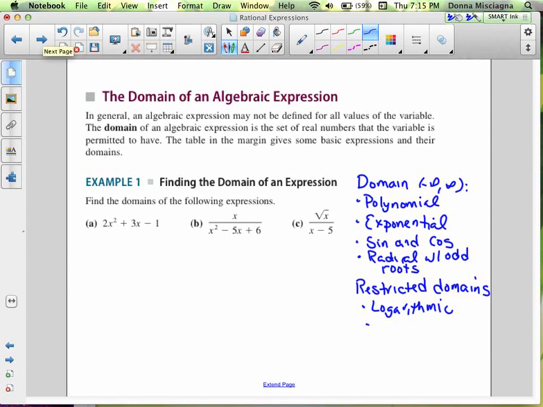Restricted domains: logarithmic, the radical with even roots. Square root, fourth root, because we can't take a square root or a fourth root or sixth root of a negative number and have that be a real number. And all of the other trig functions, except sine and cosine.